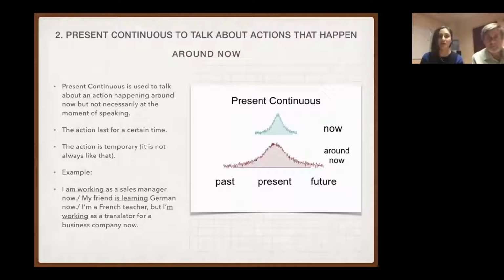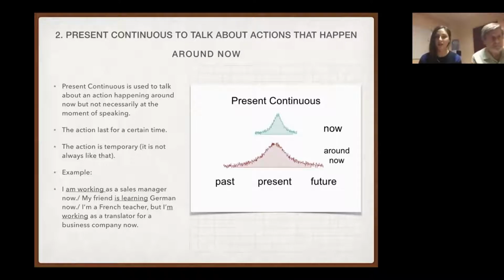So another meaning in which it can be used is to talk about an action that is happening not only at the moment of speaking, but around now. It means that it takes a bigger period of time. It covers a longer period of time than the first way to use it. So present continuous is used to talk about an action happening around now, but not necessarily at the moment of speaking. And it lasts for a certain period of time.